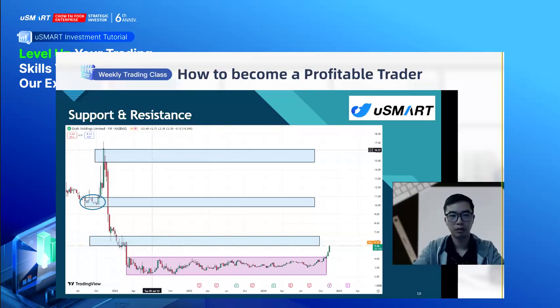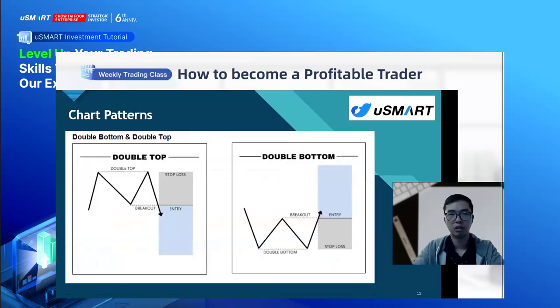However, this is just technical analysis, and then we look at the price action to make a decision whether to enter or not. You need to formulate a plan by using technical analysis. All right. So next, I will talk about chart patterns.